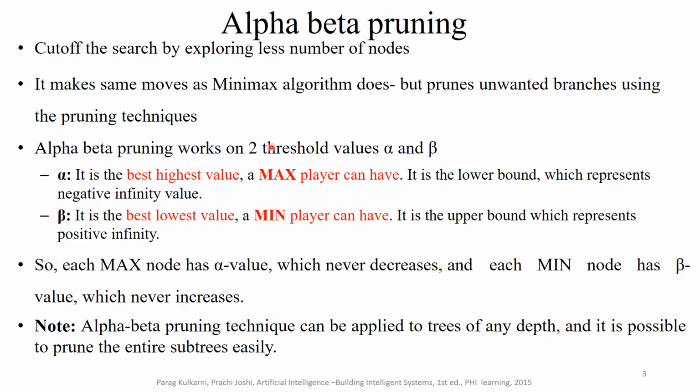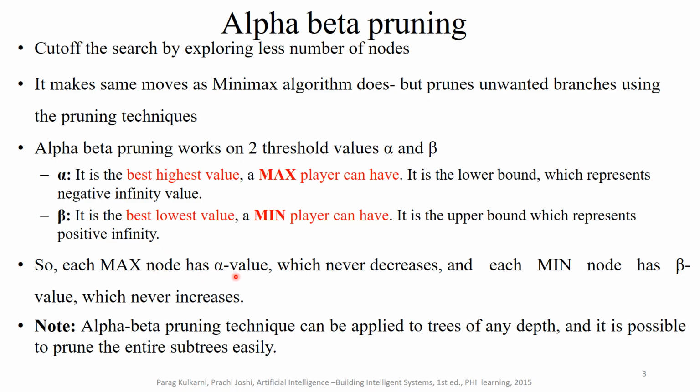There are two threshold values, alpha and beta. Alpha is the best highest value a max player can have. It is the lower bound, which is represented by negative infinity. Beta is the best lowest value a min player can have. It is the upper bound, which is represented by positive infinity.